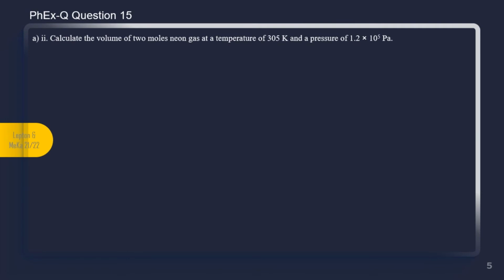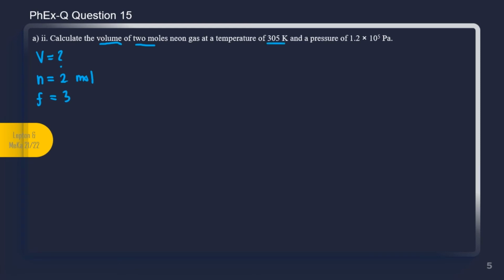So the next example is from question number 15. Question 15A, number 2: calculate the volume of 2 moles of neon gas at a temperature of 305 Kelvin and a pressure of 1.2 times 10 to the power of 5 Pascal. So the question asks us to find the volume. 2 moles of neon gas, so our n is 2, and neon is a monoatomic gas, so it has a degree of freedom of 3.